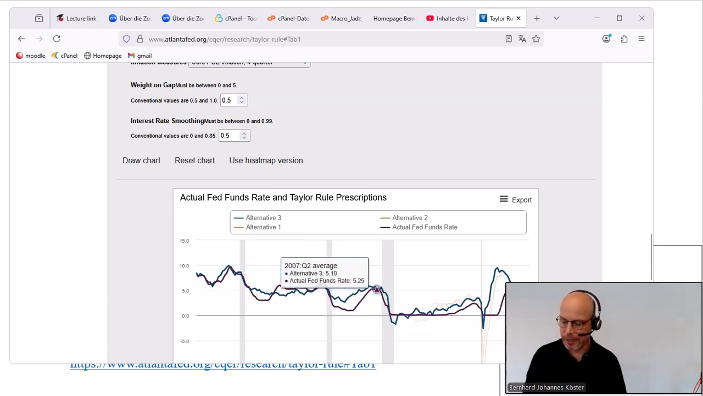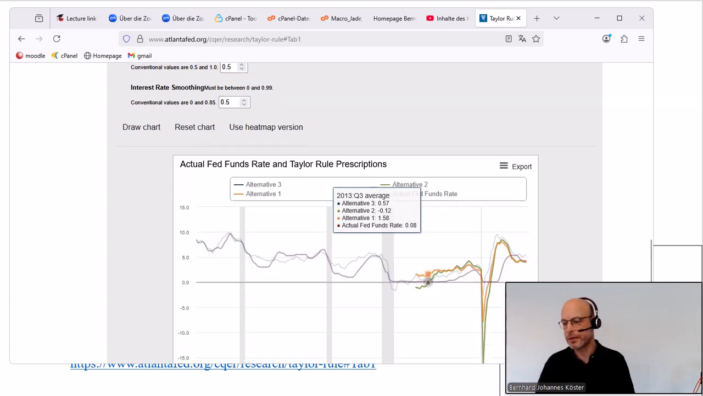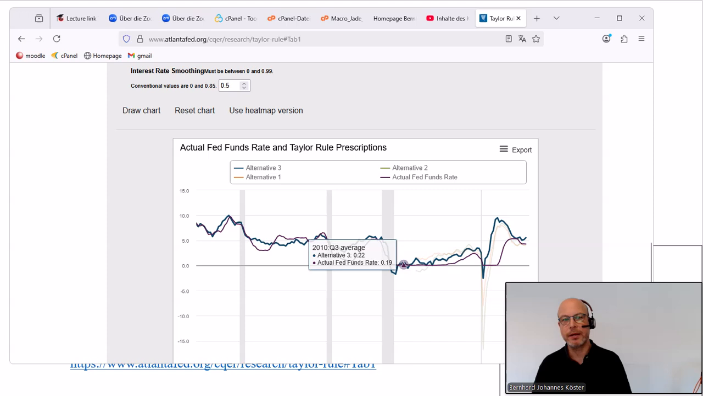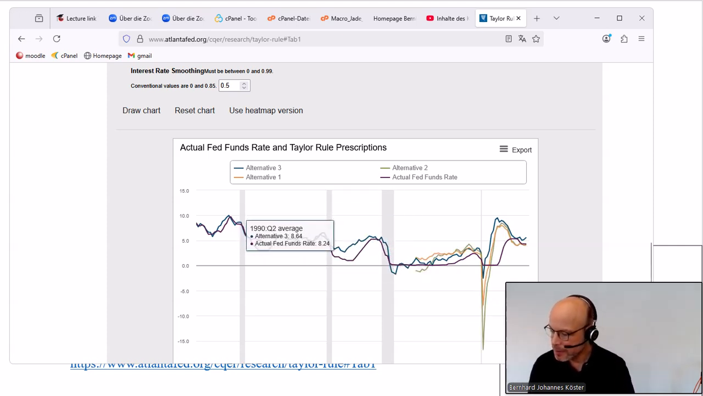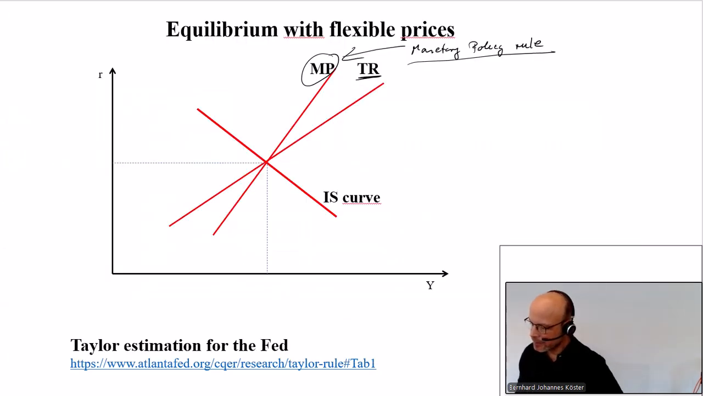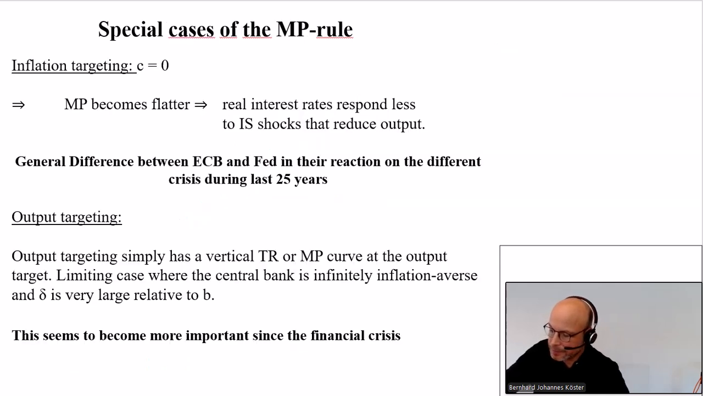Well, maybe one has to play a little bit more around with the numbers. But in the end, you see, this is what you are doing when you are doing econometrics, that you somehow want to calibrate your model, changing the parameters to fit reality. Okay. Then let's go back to our model.